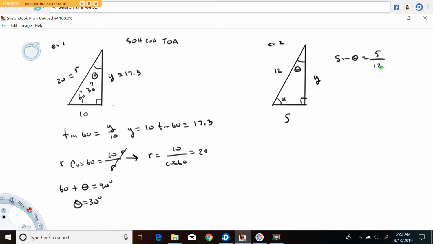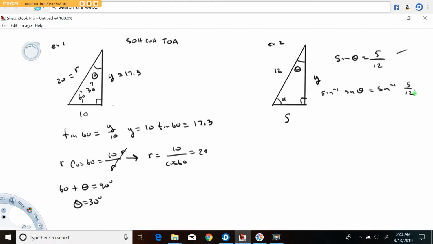Now, I have other videos about the arcsine, arccosine, and arctangent functions. I'll just say this: this equation is solved by taking the inverse sine of both sides. If I actually wrote it all out, the inverse sine of sine theta equals the inverse sine of 5/12.